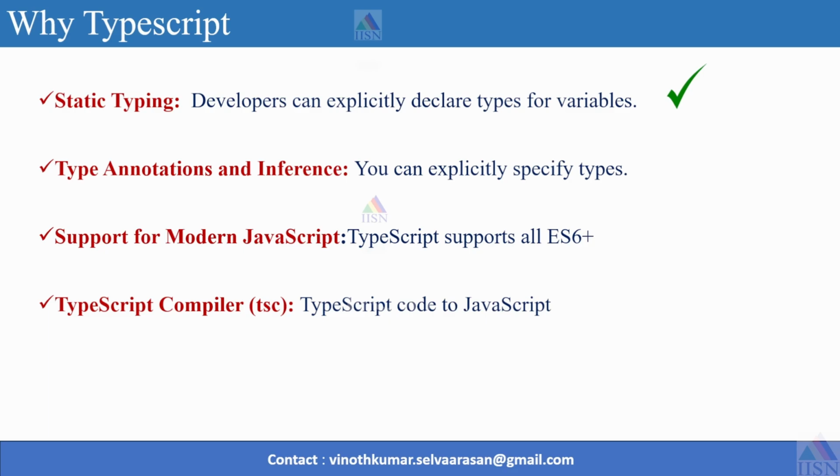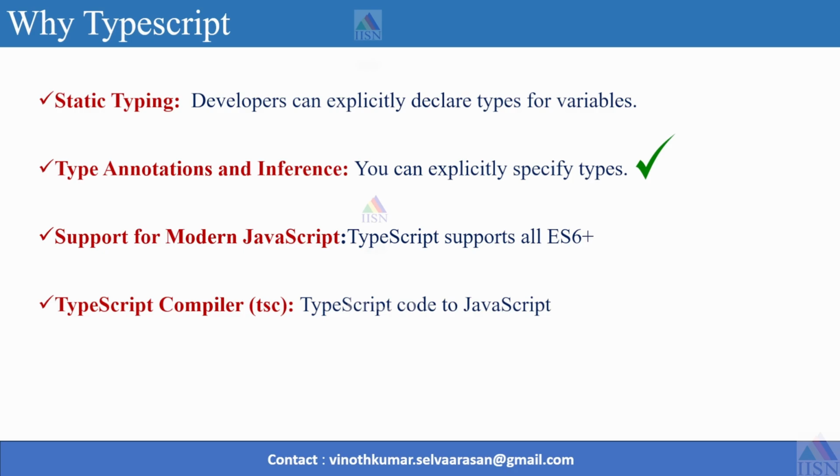So in JavaScript, while you are creating a variable, we are not getting any type of error. During the runtime only, we are going to get the error message. But here we are going to get the error message during development, that is while you are keying in, at the time itself, we are going to get the error message. And then the second one is going to be type annotations and inference.